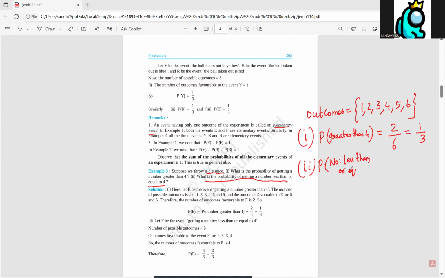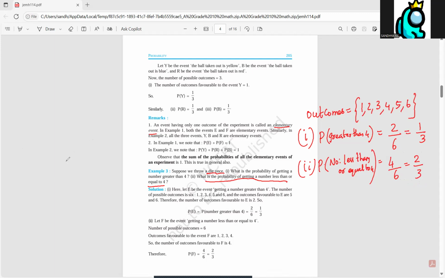Less than or equal to 4. So here, what are the chances we have? Equal to 4 means 4 also you need to include. So 1, 2, 3, 4. There are 4 numbers out of 6, so that both of them are divisible by 2. So 2 by 3 will be the answer. Okay, so that is the answer for these two questions.